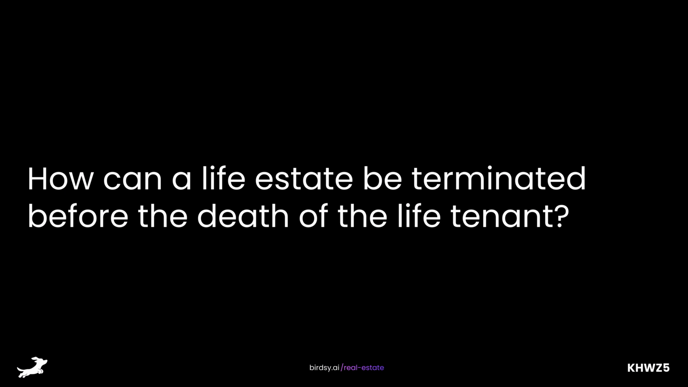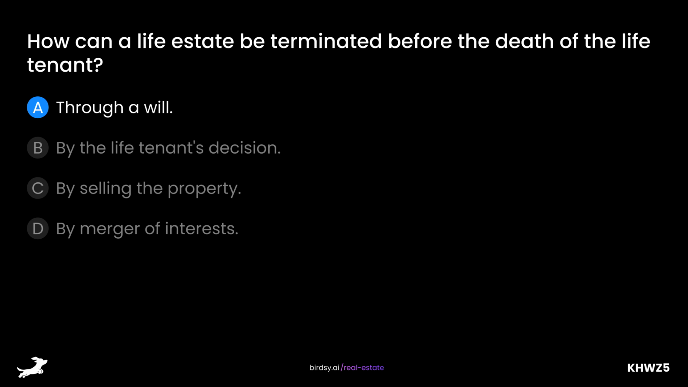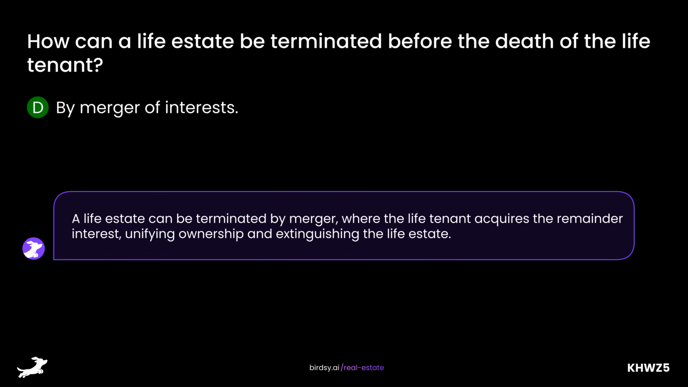How can a life estate be terminated before the death of the life tenant? Is it A, through a will, B, by the life tenant's decision, C, by selling the property, or D, by merger of interests? The answer is D, by merger of interests. A life estate can be terminated by merger, where the life tenant acquires the remainder interest, unifying ownership and extinguishing the life estate.